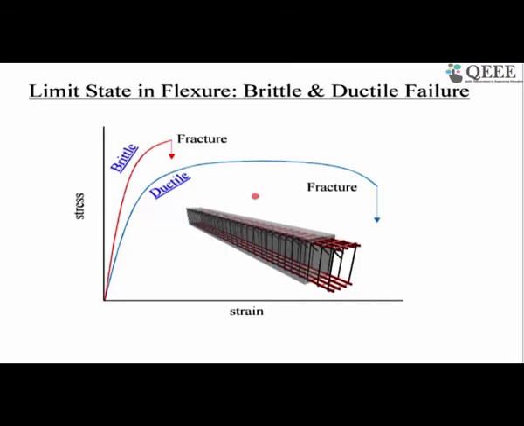Now, before I explain this curve, I would like to show you two videos of experiments, one on a brittle material and one on a ductile material. One is on graphite, which is a brittle material. Another one is on steel, which is a ductile material. Let us share the video.